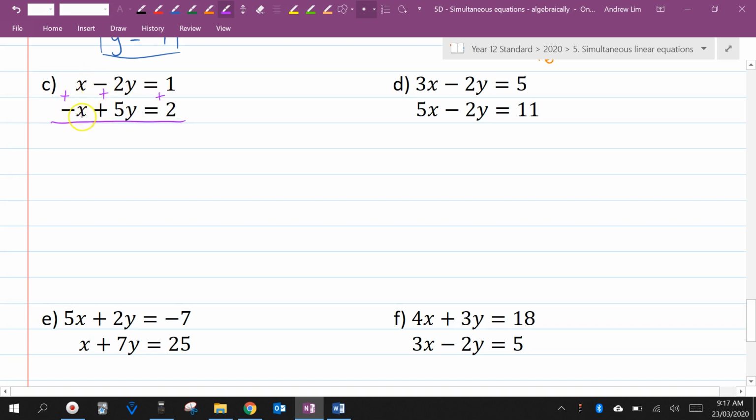X plus minus x is 0. They cancel each other out. That's how we eliminate it. Minus 2y plus 5y is 3y. And 1 plus 2 is 3. Therefore, y is equal to 1.